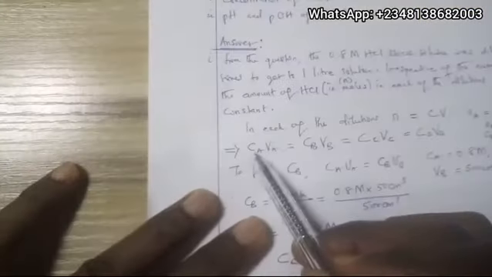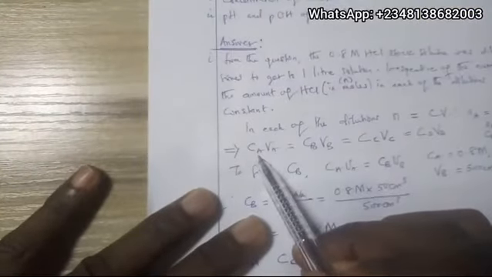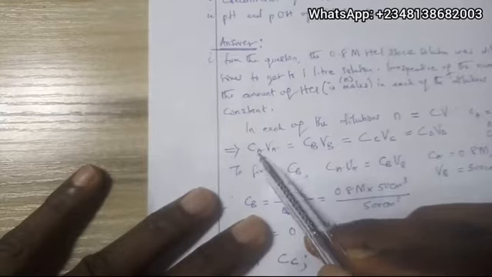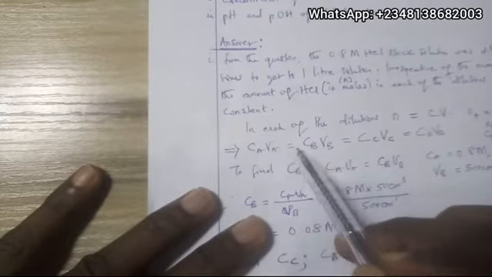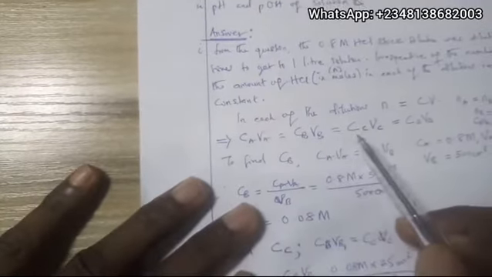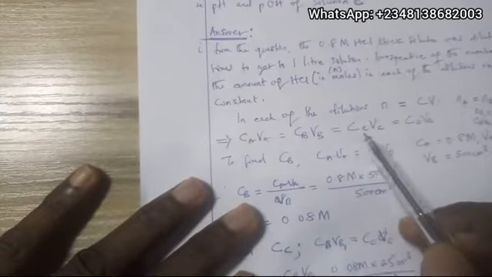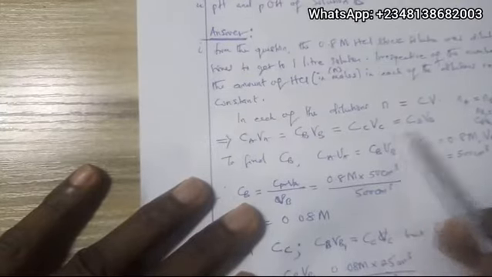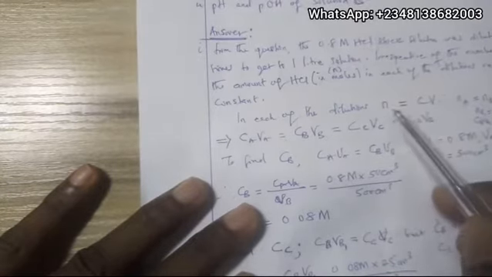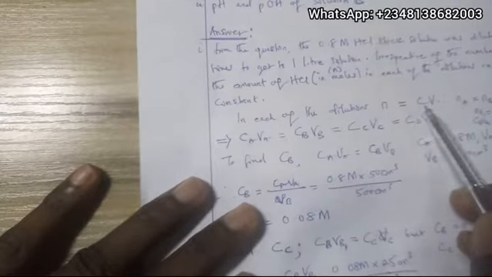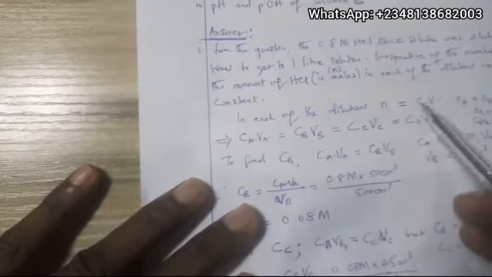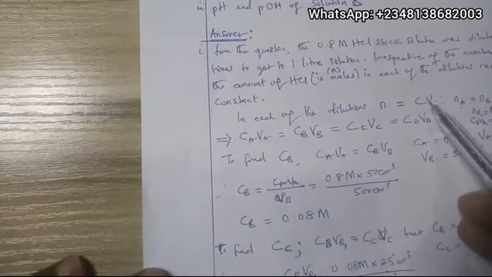that means the product of concentration of solution A and volume of A is equal to the product of concentration of solution B and volume of B, which is also equal to the product of concentration of solution C and volume of C, which is also equal to the concentration of solution D and the volume of D, because N is equal to the product of concentration times volume. Remember, the concentration is in mole per dm³ and volume is in dm³.